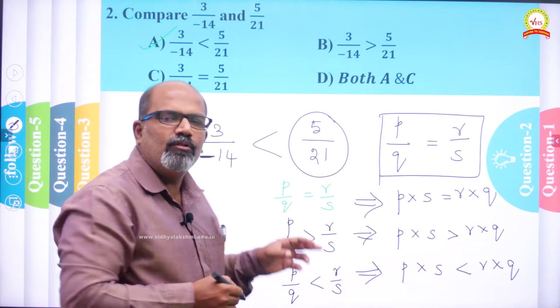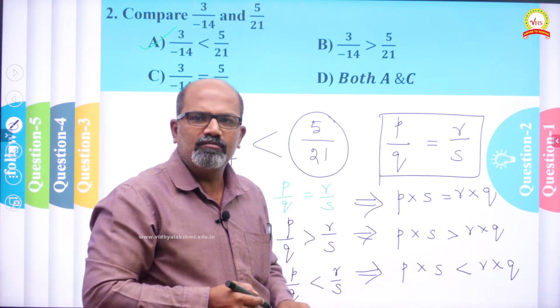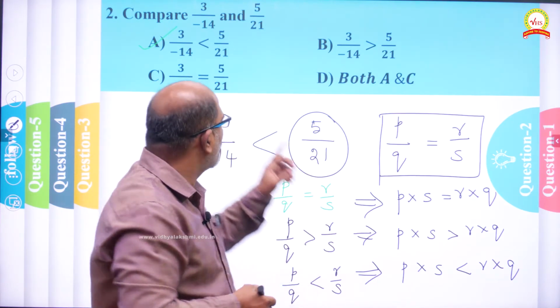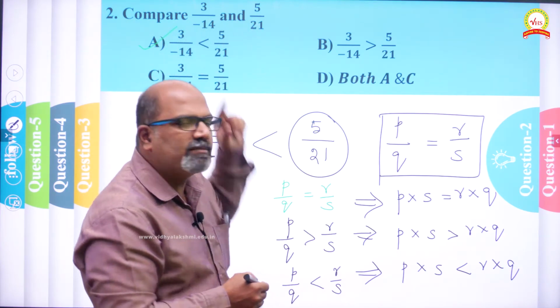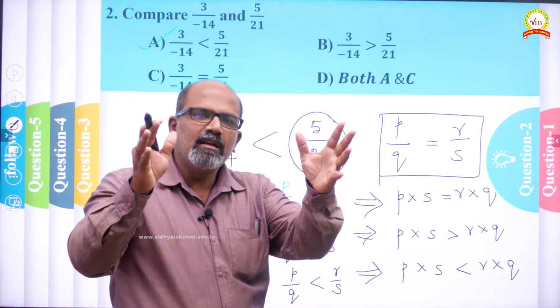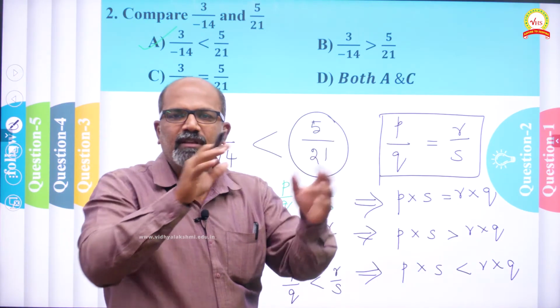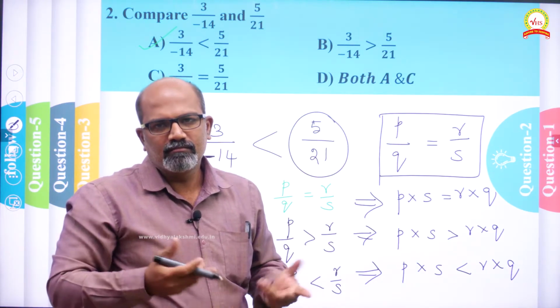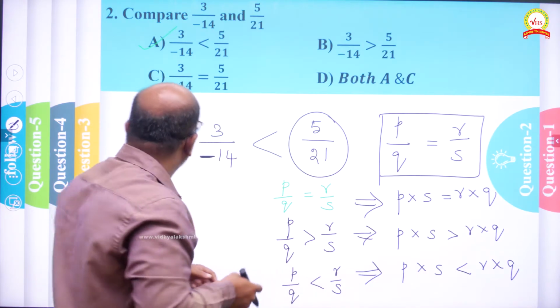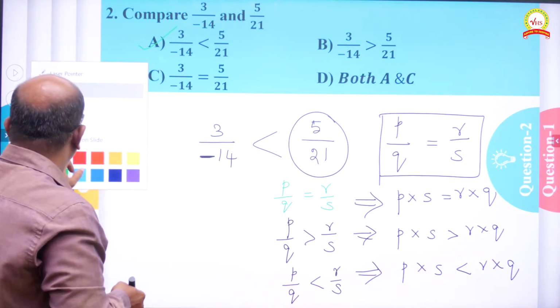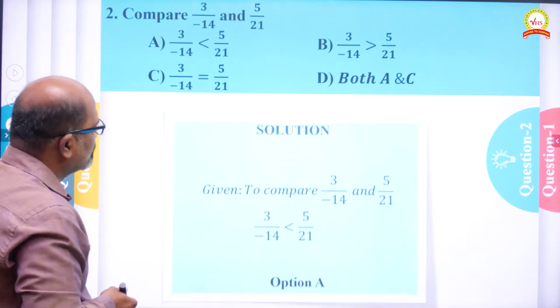But in this case, we don't need to do anything. I am telling you, directly we can tell, because one number is negative and the other one is positive. A positive number is always greater, and a negative number will be lesser than the positive value. That's all. Okay. Next question.